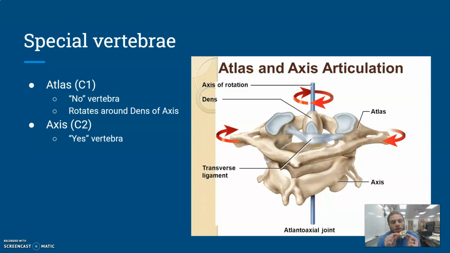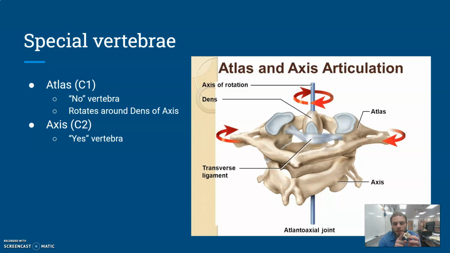The atlas is going to be your no vertebra. So when you shake your head no, that atlas is actually pivoting across that axis vertebra in order to nod your head no. You can see the dens of your axis here and that transverse ligament that the atlas has that wraps around it in order to be able to stay in place while you nod your head no.